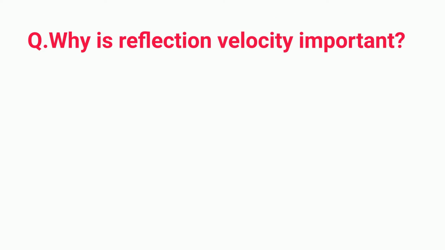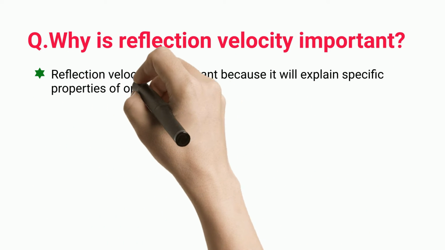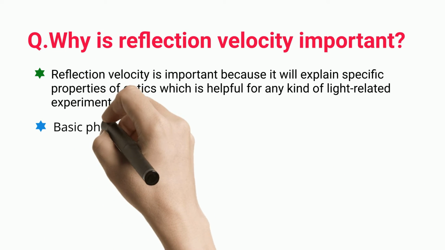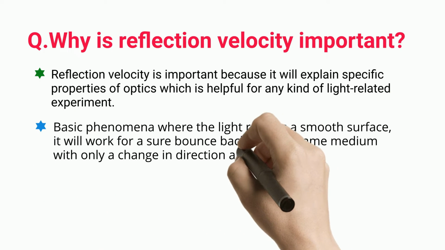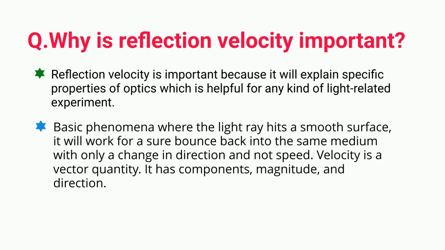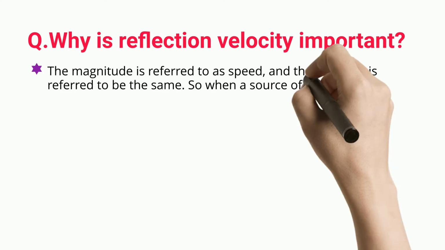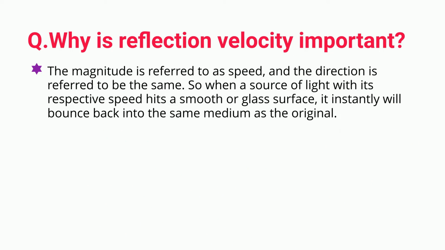Why is reflection velocity important? Reflection velocity is important because it explains specific properties of optics, which is helpful for any kind of light-related experiment. In the basic phenomenon, where a light ray hits a smooth surface, it bounces back into the same medium with only a change in direction and not speed. Velocity is a vector quantity. It has components, magnitude and direction. The magnitude is referred to as speed, and the direction is the direction of travel. So when a source of light with its respective speed hits a smooth or glass surface, it instantly bounces back into the same medium as the original.